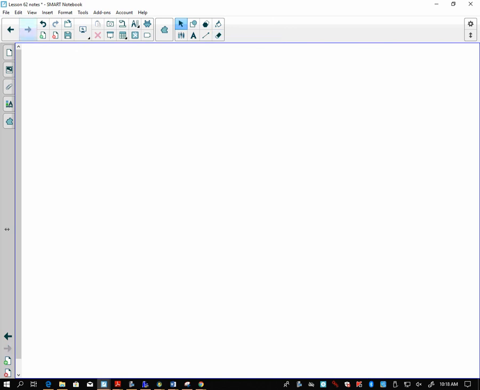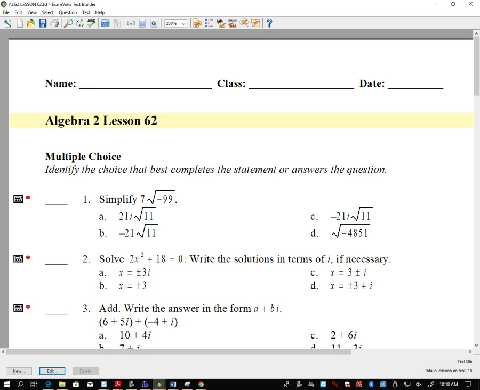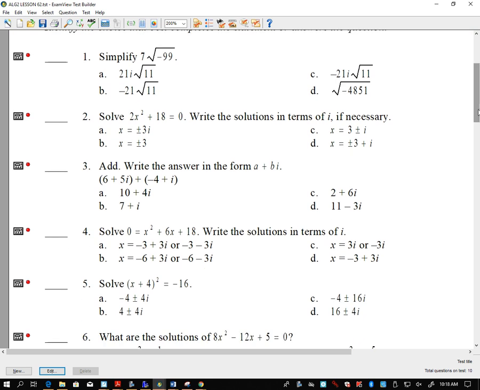All right, let's look at a couple of these. All right, 7 times the square root of negative 99. Okay, what can I factor out of that square root of negative 99? Anybody? What can come out of there?